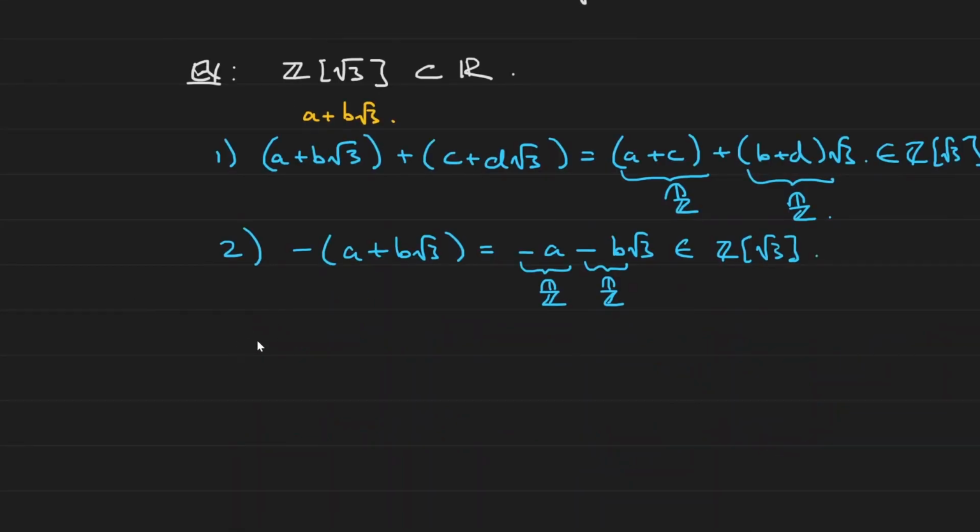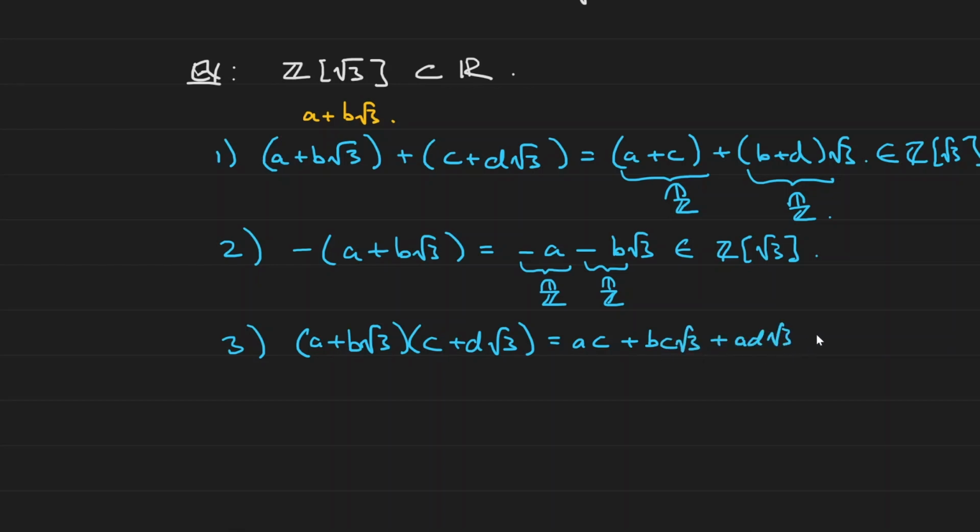Let's check closure under multiplication now. If we take two random elements of the ring, A plus B root 3, multiplied by C plus D root 3, let's FOIL this and see what we get. So we have AC plus BC square root of 3 plus AD square root of 3 plus 3 times BD.